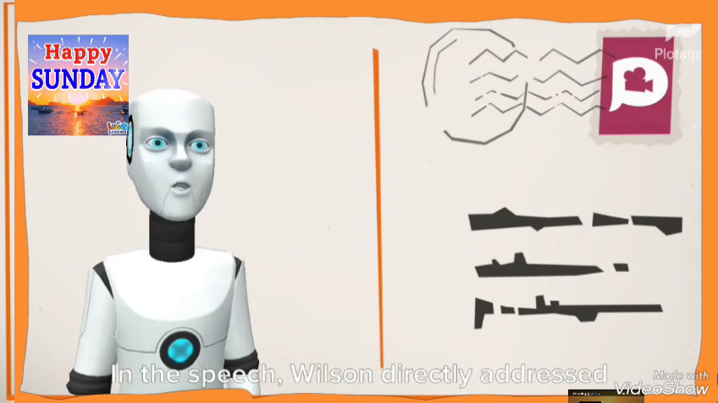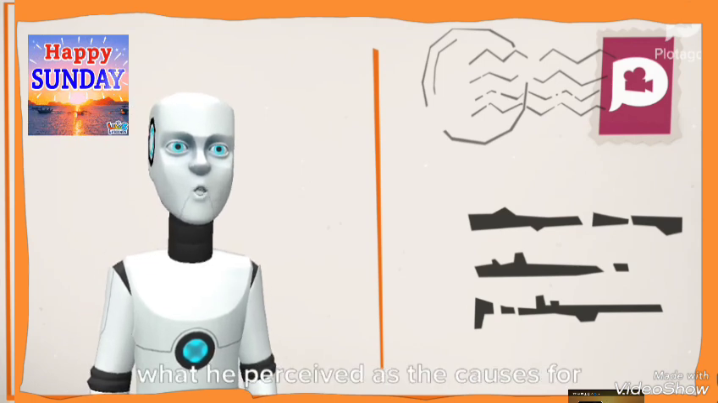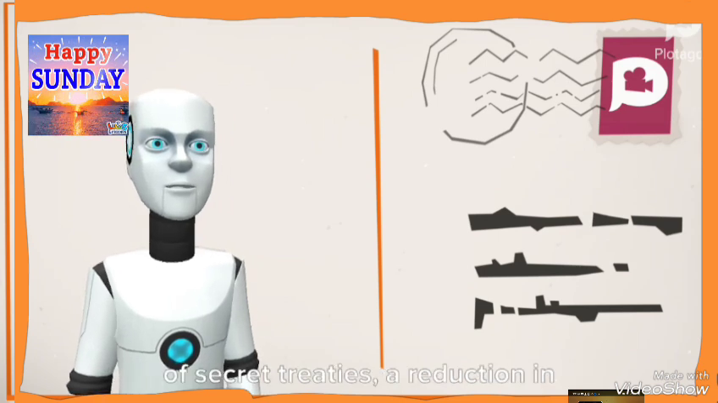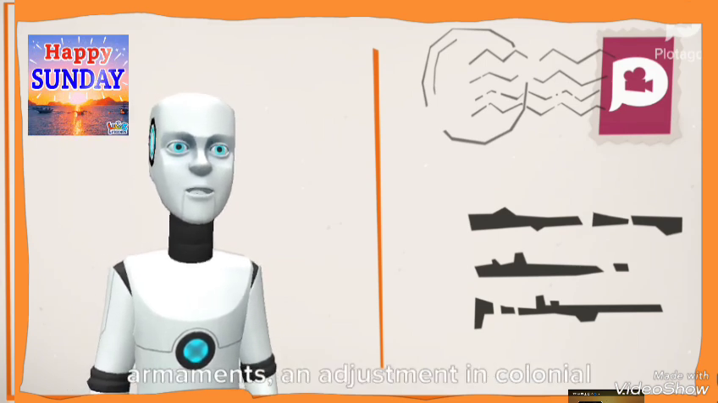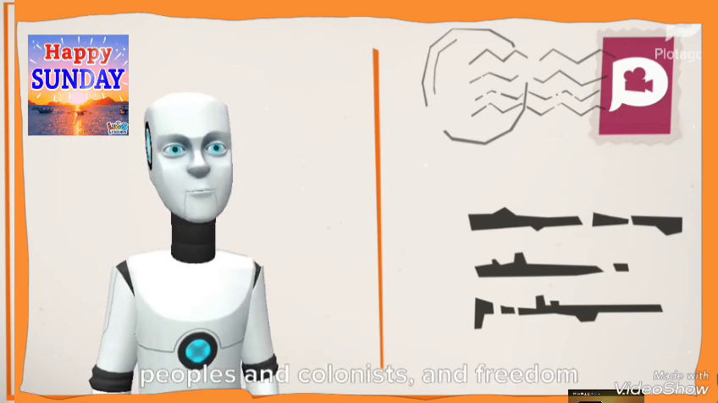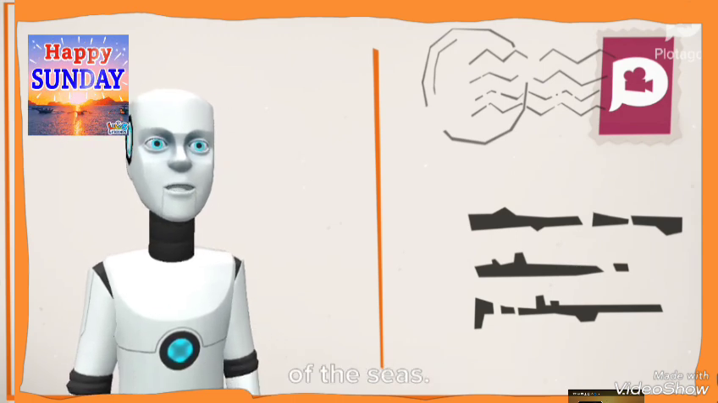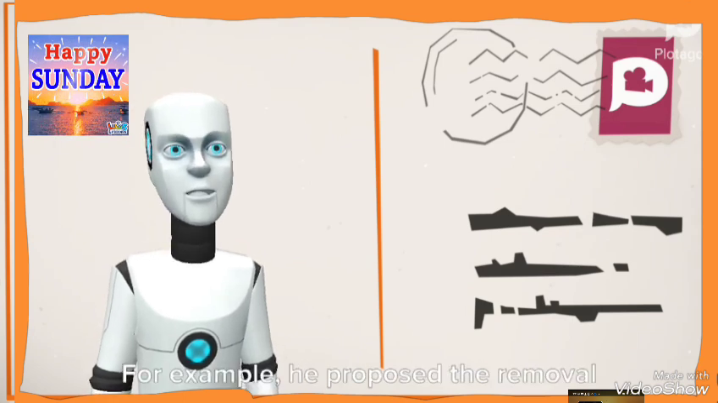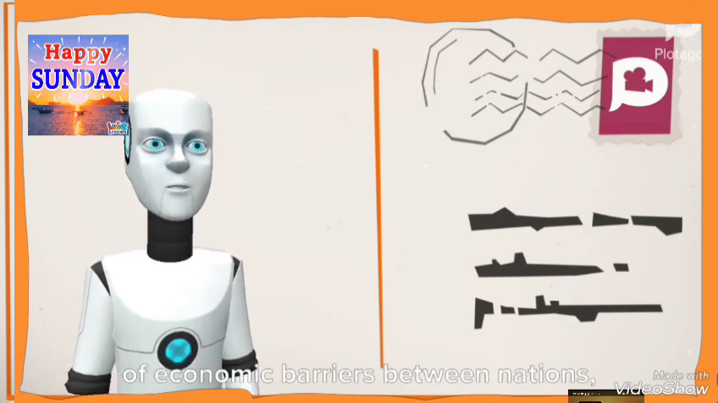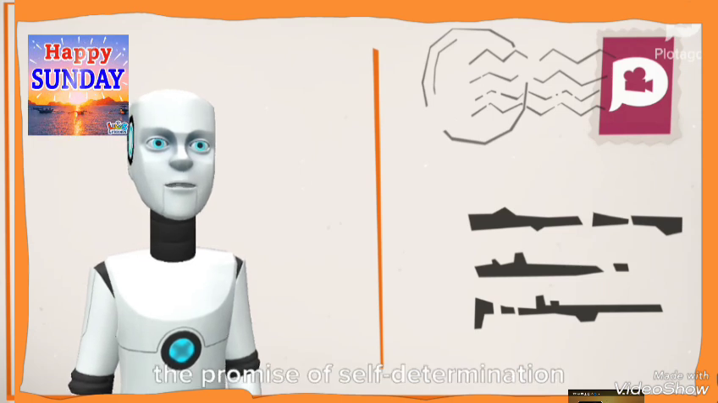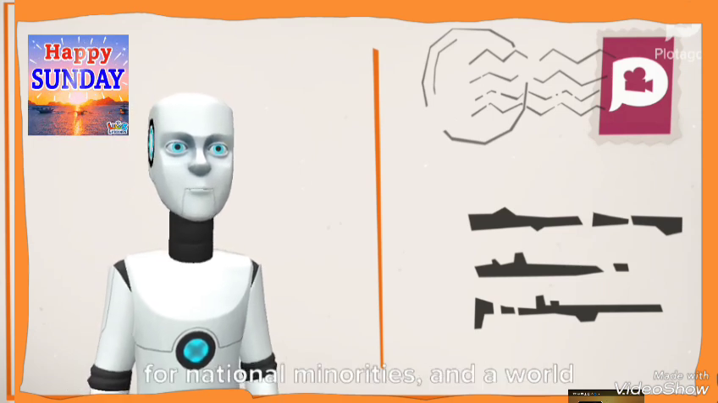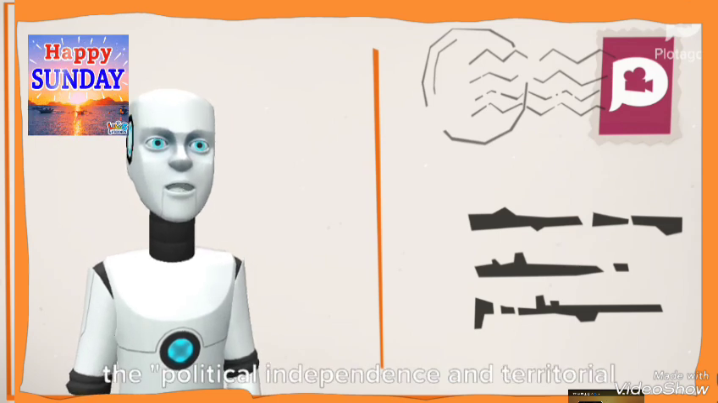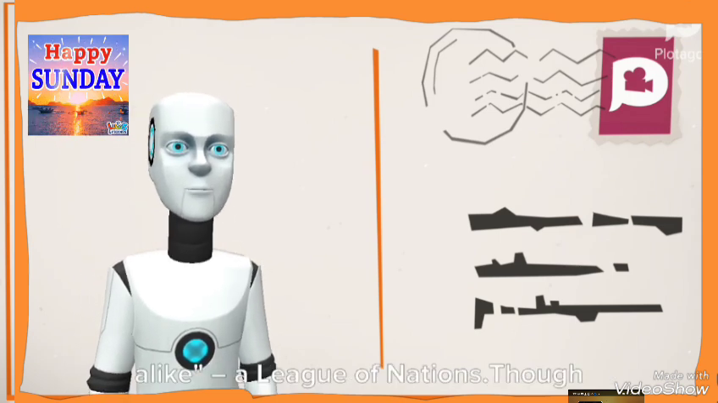In the speech, Wilson directly addressed what he perceived as the causes for the World War by calling for the abolition of secret treaties, a reduction in armaments, an adjustment in colonial claims in the interests of both native peoples and colonists, and freedom of the seas. Wilson also made proposals that would ensure world peace in the future. For example, he proposed the removal of economic barriers between nations, the promise of self-determination for national minorities, and a world organization that would guarantee the political independence and territorial integrity of great and small states alike, a League of Nations.